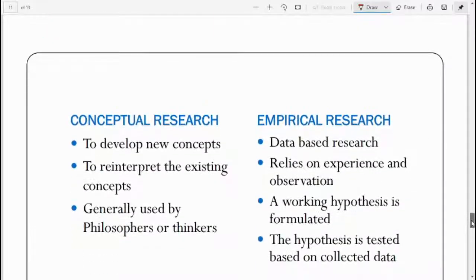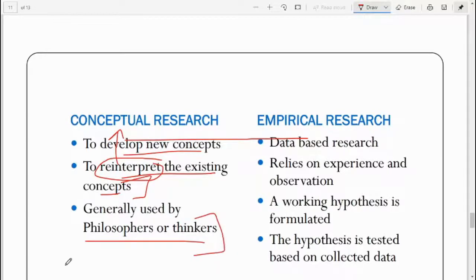In the next we have conceptual research and empirical research. Under conceptual research we try to develop new concepts. In this research we reinterpret the existing concept. Whatever concept you had, you try to reinterpret and bring up a new concept. So it comes under conceptual research, and it is generally used by philosophers or thinkers. These people use this type of research to generate a new concept.